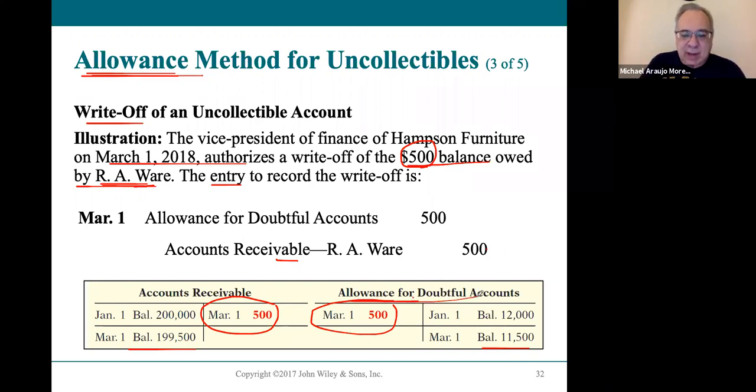That's really the great thing about the allowance account. You don't have to identify things as they go. It doesn't allow for appropriate matching and corrections as you go. Okay.